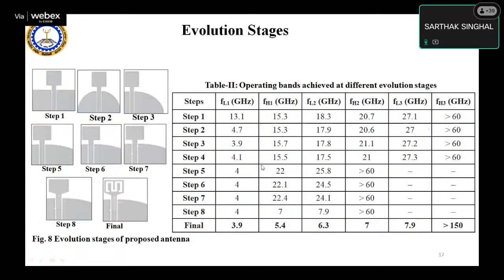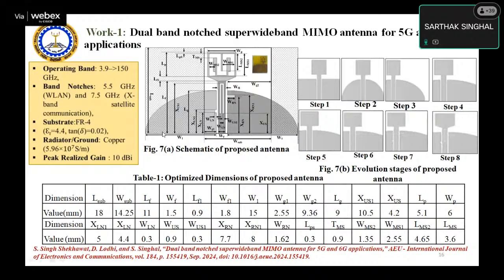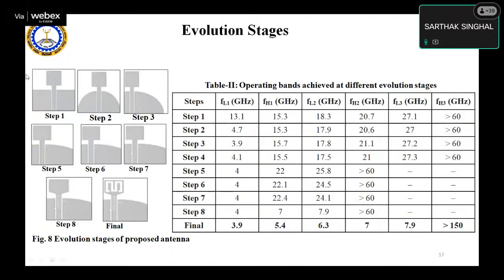This had an overall dimension of 18 into 14.25 millimeters, and this was tested also. As we progress across the designing stages for this antenna, we achieved a bandwidth pretty high, from 3.9 to more than 150 gigahertz. For the initial four steps we got four bands, and thereafter we started getting two bands.